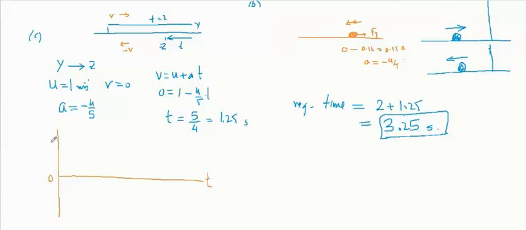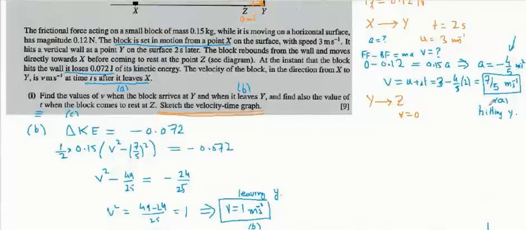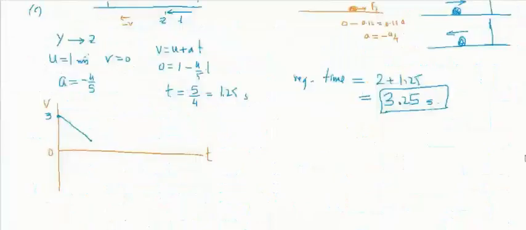Initial speed was 3. So initially it will start with the speed of 3 meters per second, then deceleration, but it will not reach 0, a straight line, till what speed does it hit the wall? What was the speed? 7 over 5. In decimal it is 1.4. So here in 2 seconds, this speed will be 1.4. Till here it's clear?